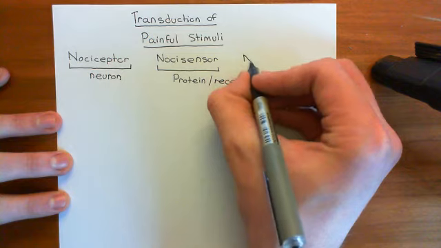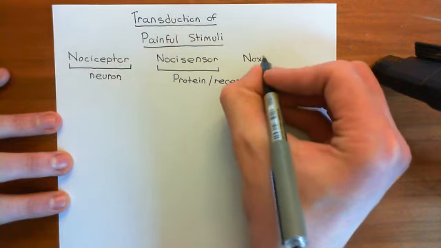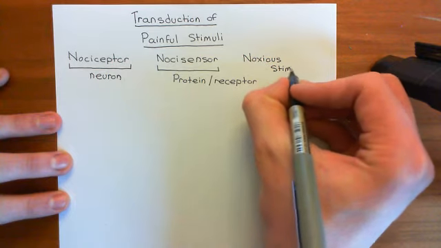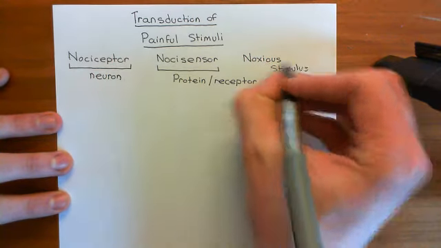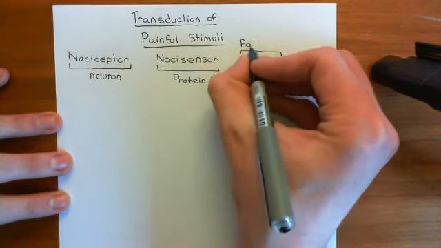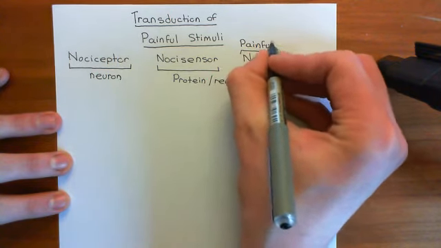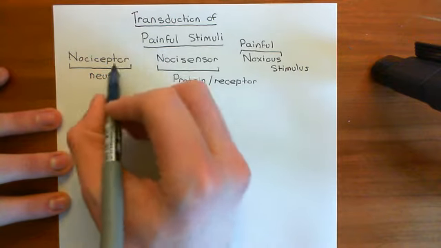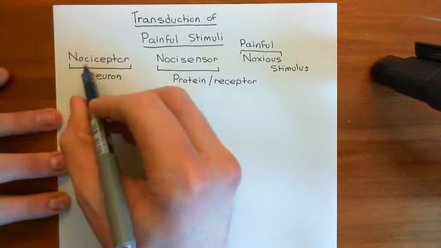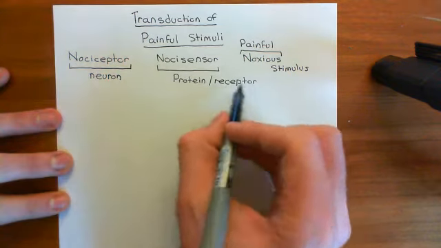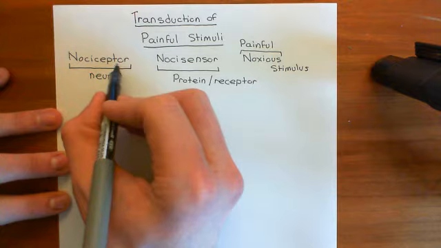And that's another little piece of terminology we could define. A noxious stimulus just means a painful stimulus. So noxious is just a fancy word for painful. Okay, so that's the difference between a nociceptor and a nocisensor, and that's an important distinction because people often get confused and think that nociceptor must mean the receptor because you've got the "ceptor" bit at the end.